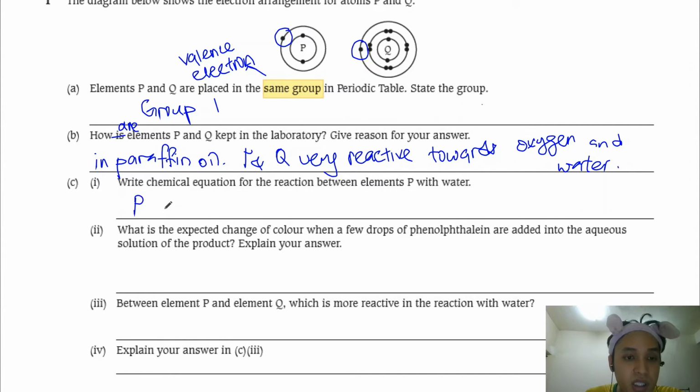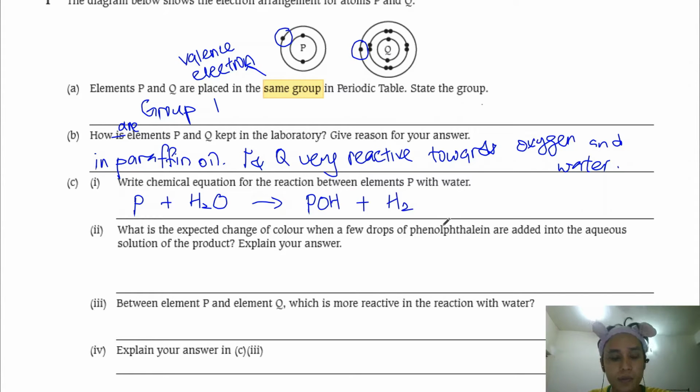So P reacts with water, then I will get alkali, meaning it becomes OH. Remember, alkali is referring to OH. Plus hydrogen. Now when you write a chemical equation, the first thing you need to check is the balancing. So we need to balance. This one is 1 P balanced, 1 oxygen balanced, 2 hydrogen, but here I have 3 hydrogens.